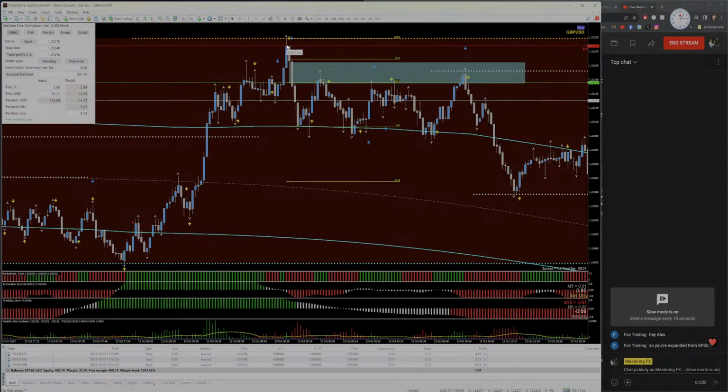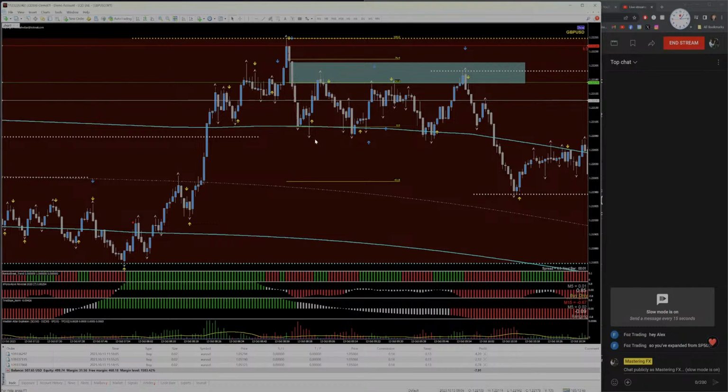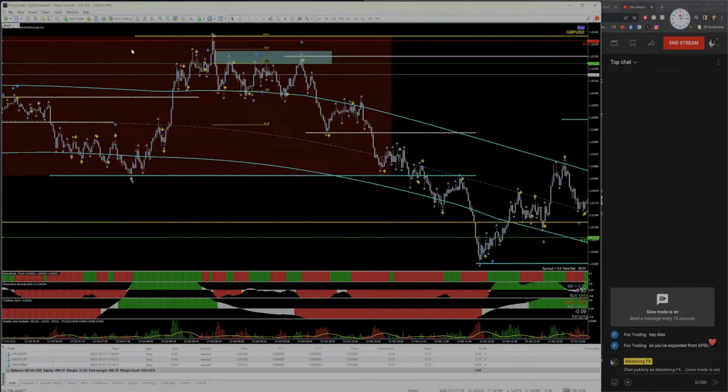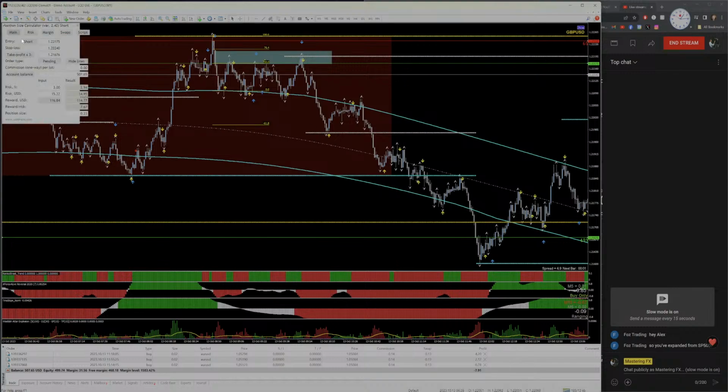And then my stop loss goes above the first candle of the fair value gap candle formation, which is here. So that's where my stop loss goes, right above the high. And I set a pending order. And this is another thing that is new. Hold on, let me bring this tool back.